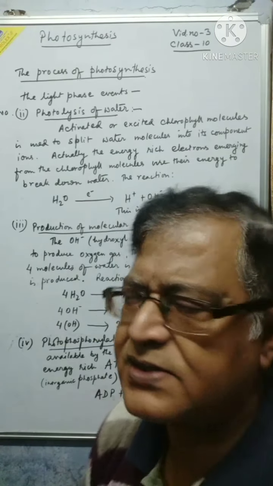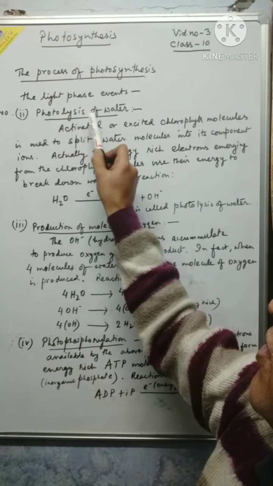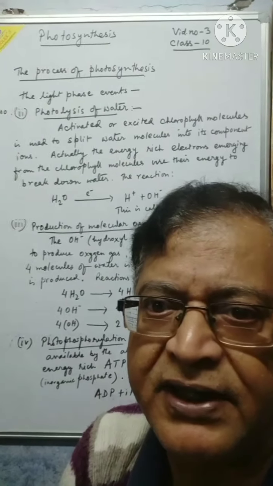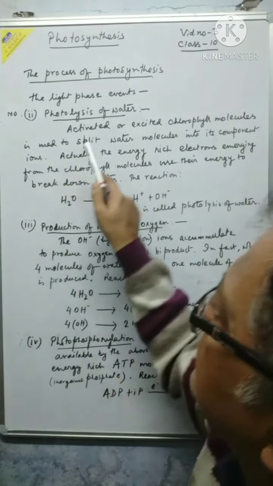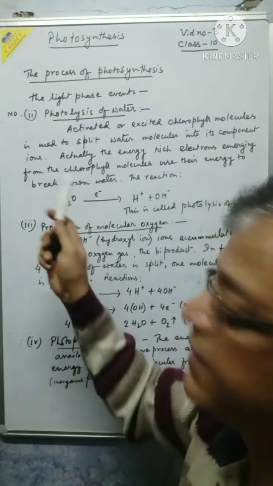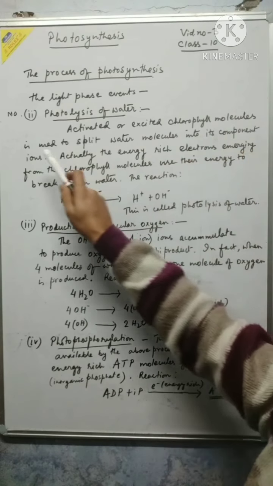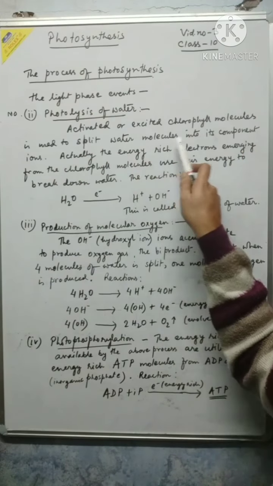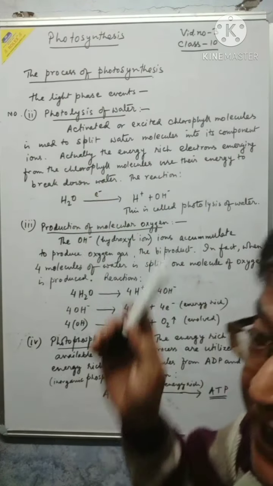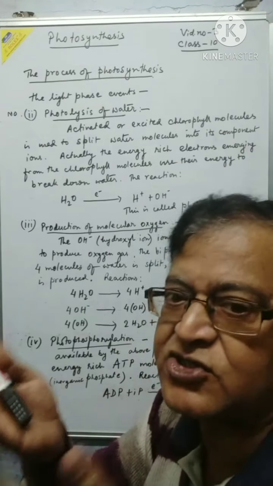Event number 2 is photolysis of water, the most important event of the phase. What is it? Splitting of water, or breakdown of water molecules. Let us see. Activated or excited chlorophyll molecules are used to split water molecules into their component ions. The excited chlorophyll molecules release energy-rich electrons.